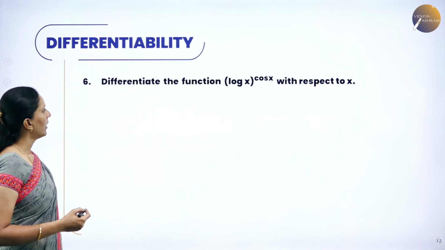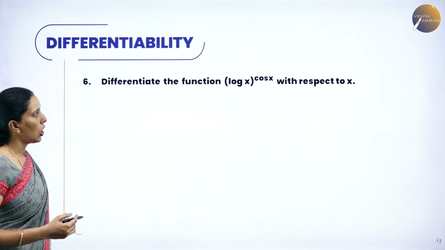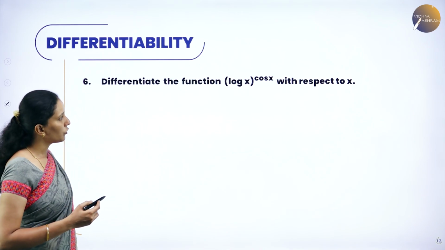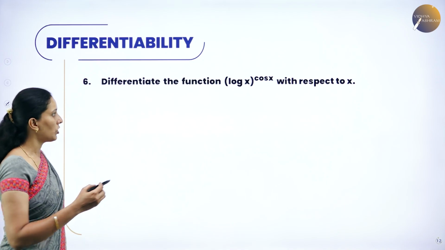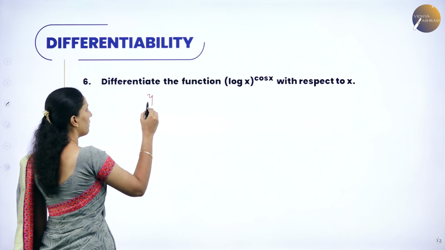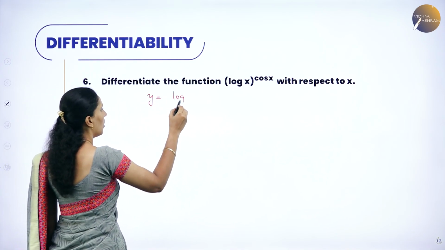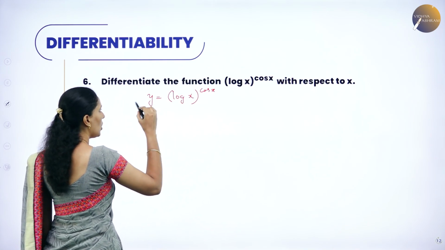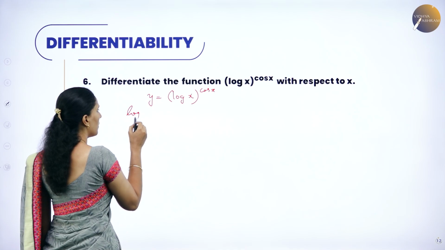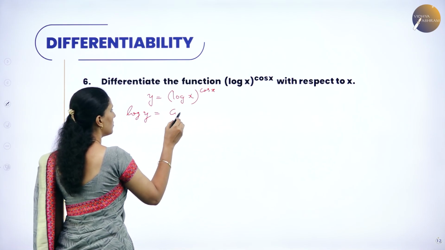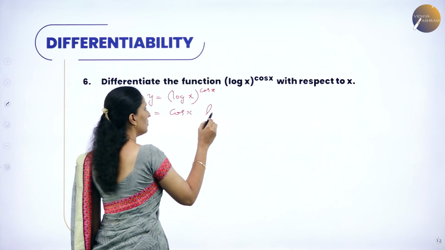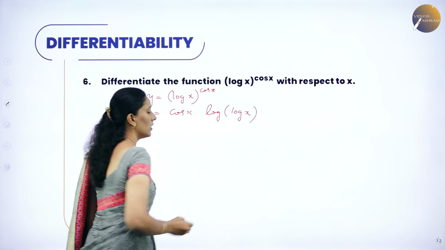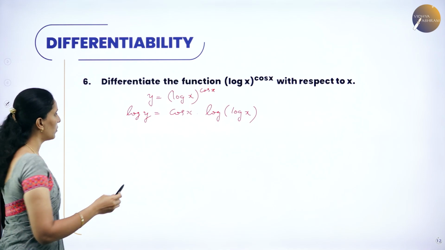Next question, differentiate the function log x to the power cos x with respect to x, two functions in the exponential form. So let me take y is equal to log x to the power cos x. So apply log on both sides. Log y is equal to cos x into log of log x.